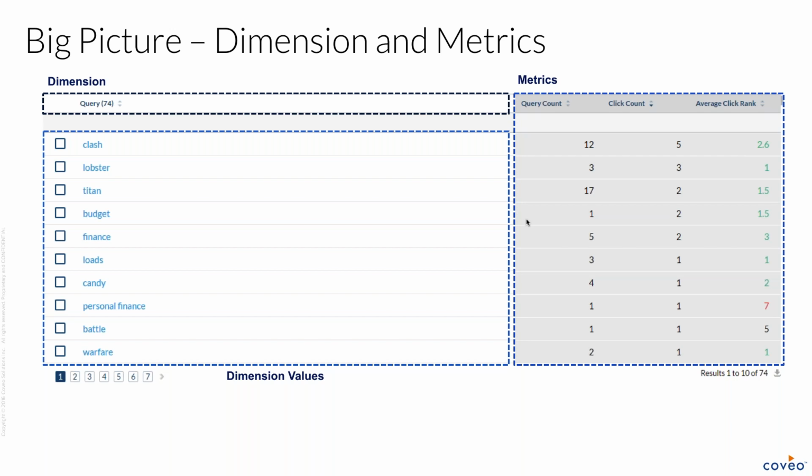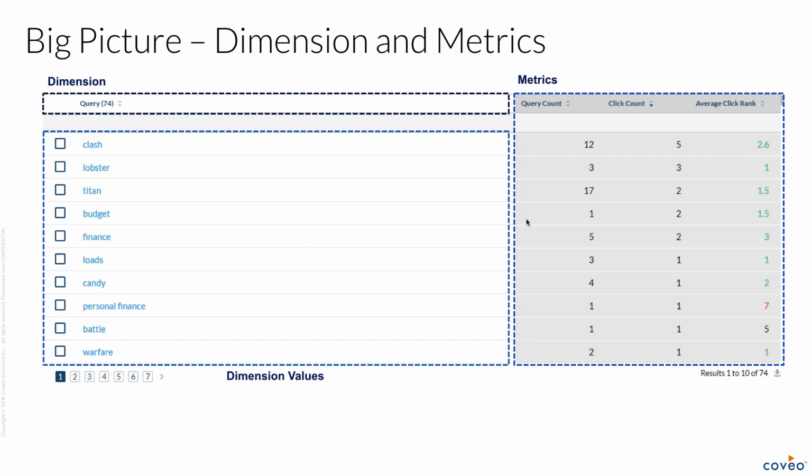However, here's all the possible values for a given period, all the possible values of the query dimension: Clash, Lobster, Titan, Budget, Finance, etc. And on the right side, we have metrics that we can compile on them. And of course, you can change this. This is entirely customizable, but the set of metrics is fixed. However, how you arrange them is entirely customizable to your taste.